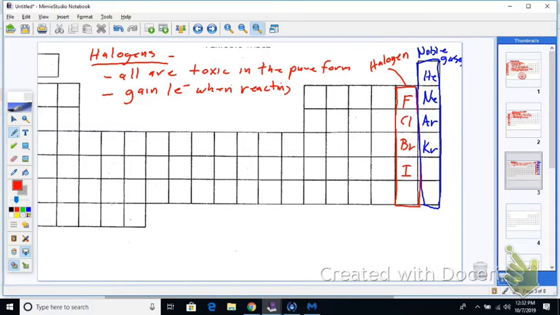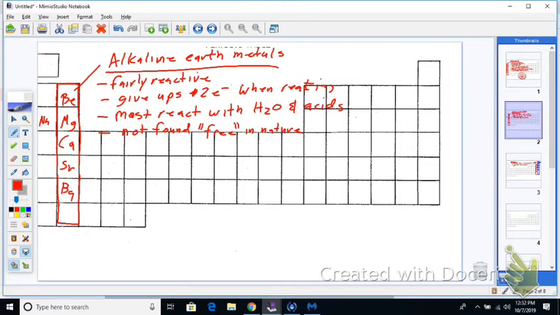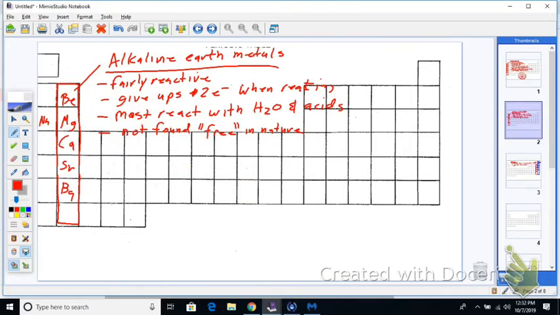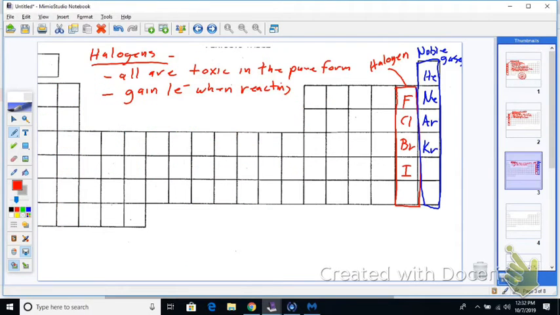Okay, so when they react, they're going to pick up an electron. They're opposite of these metals. I'll come back to this page, but these metals either give up 1 or 2 electrons. The alkali metal gives up 1 electron, the alkaline earth metal gives up 2 electrons, and the halogens will gain an electron.